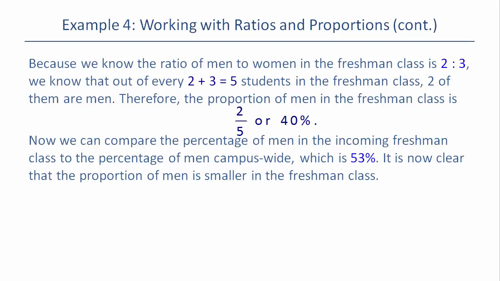So working with that proportion, we know that if we have a 2 to 3 ratio, that means for every 2 men, there are 3 women. So out of 5 total students, right, 2 plus 3, 2 of them are men. So that means 2/5 of the incoming freshman class is male. And if you turn 2/5 into a decimal, you get 0.4. And if you turn that into a percentage, you get 40%. And you can see that 40% is quite a bit lower than 53%. So it looks like that incoming freshman class is disproportionately low for male based on what they had in the past. So maybe they need to change their recruiting process.